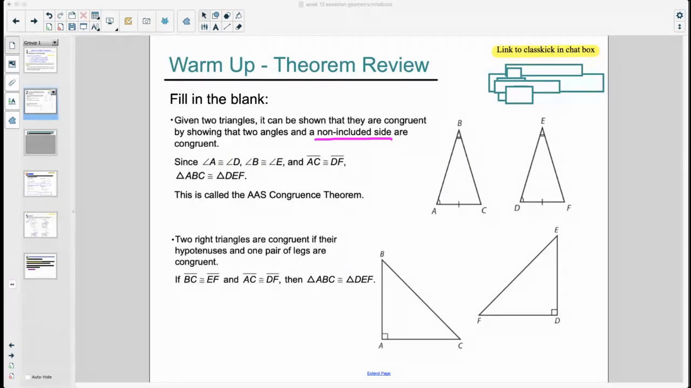I didn't have you fill in this component, but it's the HL, or hypotenuse-leg, triangle congruence theorem. So we'll be working with these two today. We'll also be practicing some of our older ones from week 11 as well, bringing everything full circle. Pause here for just a moment, and then we will get into our other examples.